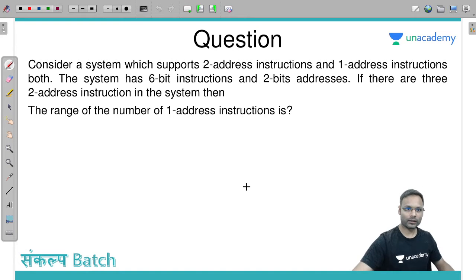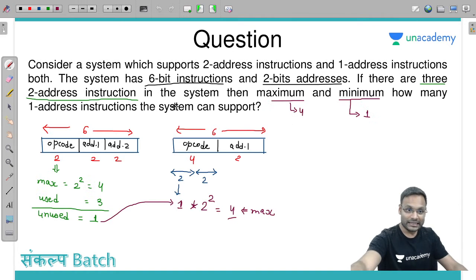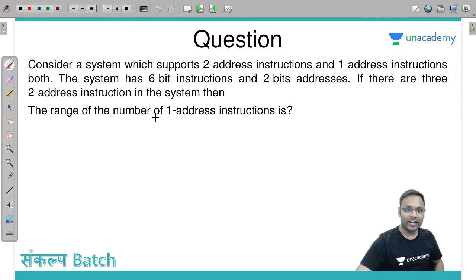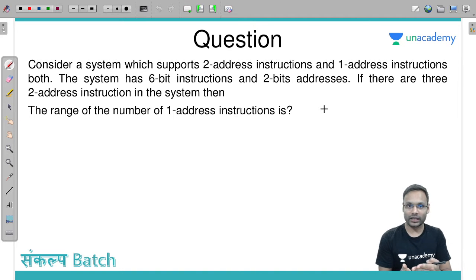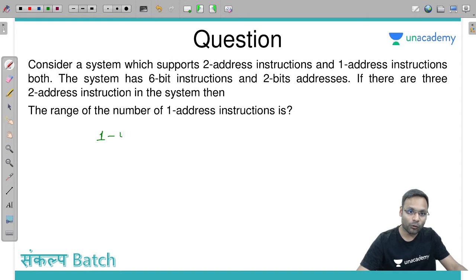Next question. Consider a system which supports 2 address instruction and 1 address instruction. Fine. The system has 6-bit instruction, 2-bit addresses. Same to same as the previous question. If there are 3 2 address instructions, 2 address instructions are fixed, 3. Same to same this. Then the range of number of 1 address instructions is कि 1 address instruction कितने हो सकते हैं? Already we have calculated. How many minimum? 1. How many maximum? 4. So you can have number of instructions from 1 to 4.